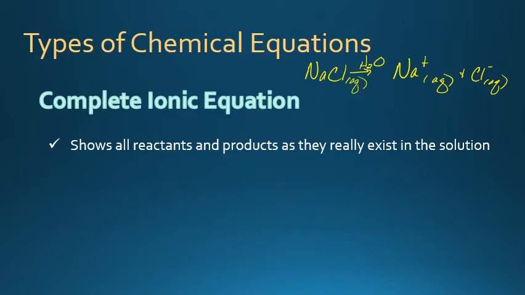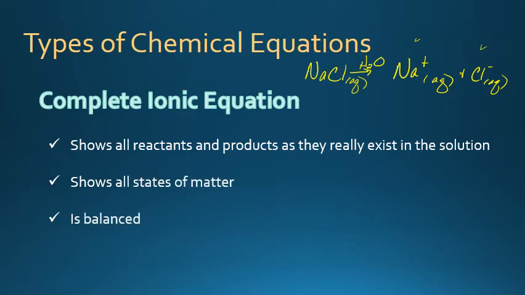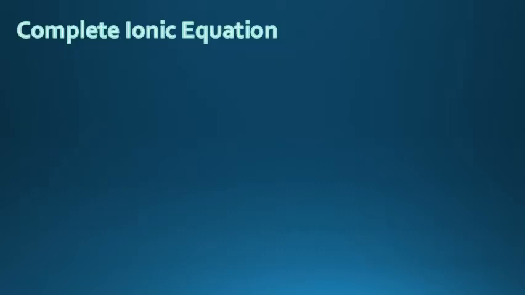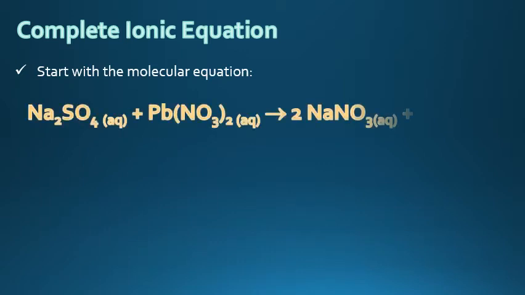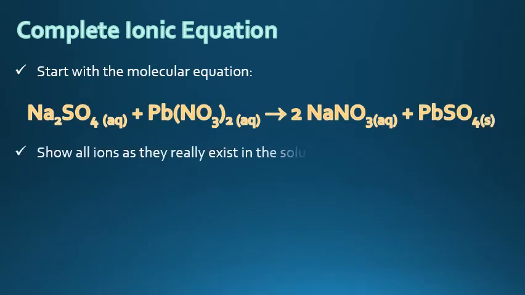Now, this is a physical change, that's true. But a complete ionic is going to show everything that is an ion as an ion. It still shows all states of matter, and it is balanced. To write a complete ionic equation, we have to start with the molecular equation. And then we're going to show all the ions as they really exist in the solution. So we need to take a look at this species first.